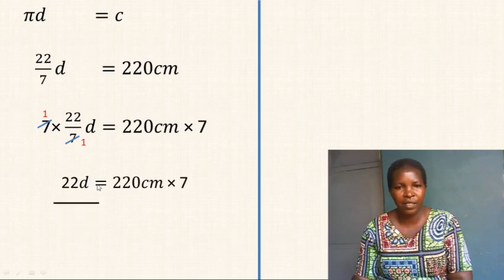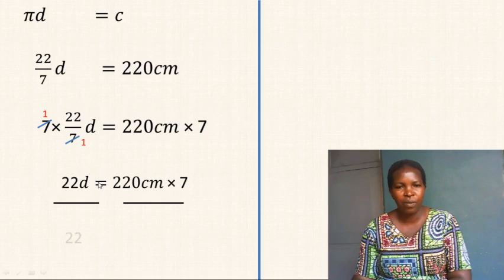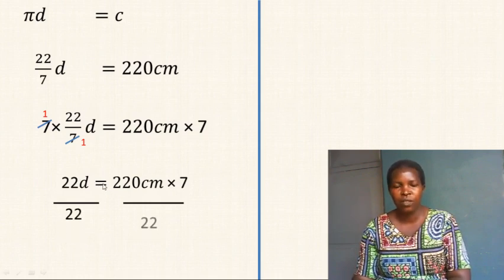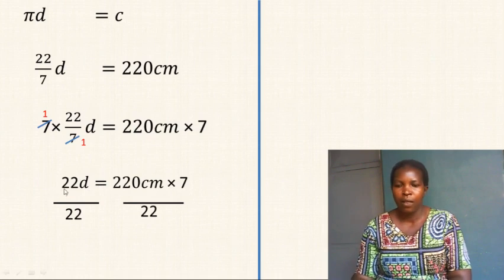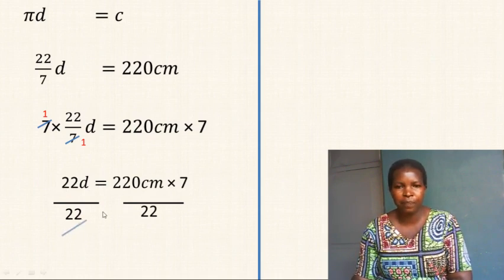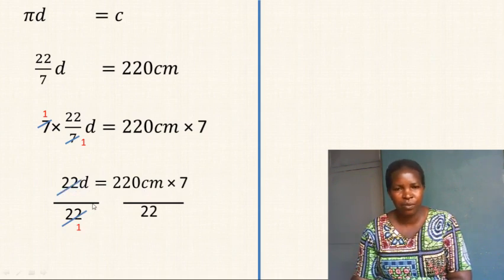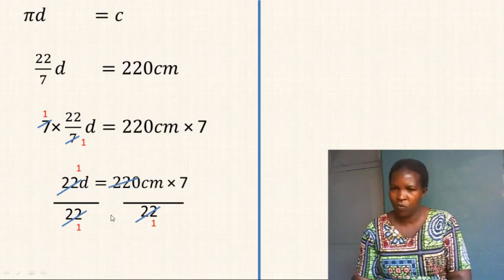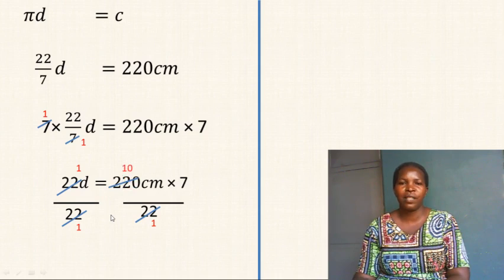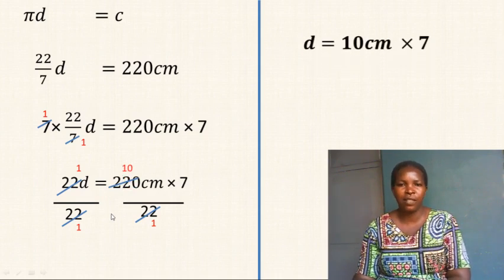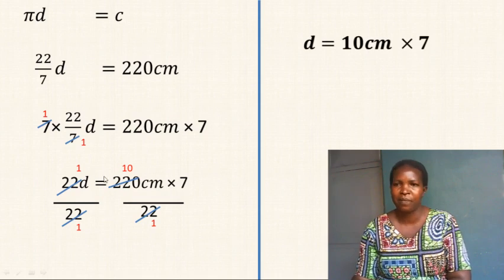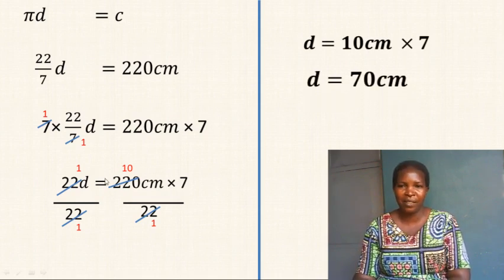We shall, at this very stage, carry out our division. What shall we divide with? 22. Even on this other side, we shall divide by 22. Now, by 22 here, my dear boys and girls, we shall come up with a 1. How about 22 divided by 22? Somebody has told me the answer is 1. Then 220 divided by 22, what is the answer? Somebody has told me the answer is 10. So in our next step, we shall have our diameter being equal to 10 centimeters times 7. Finally, our diameter becomes 70 centimeters.